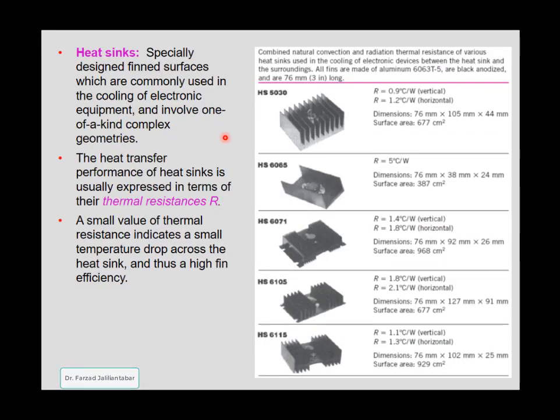An actual example of using fins is heat sinks. They are specially designed fin surfaces which are commonly used for cooling electronic devices and involve a kind of complex geometry, as you can see here. To choose this kind of heat sink, we should see the thermal resistance of these heat sinks. Lower thermal resistance means their performance in cooling the electronic devices is better. So a small value of thermal resistance indicates a small temperature drop across the heat sink, and so it means a high fin efficiency. So to choose a heat sink for an electronic device, we should choose the one with the lowest thermal resistance.